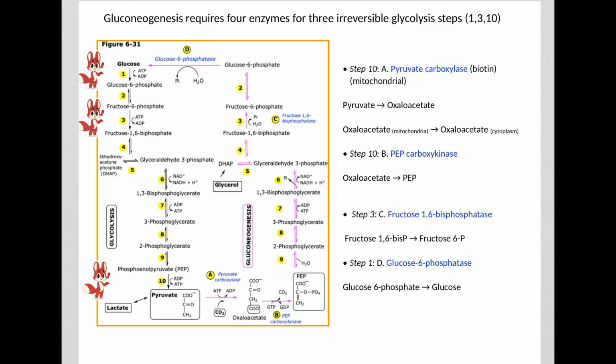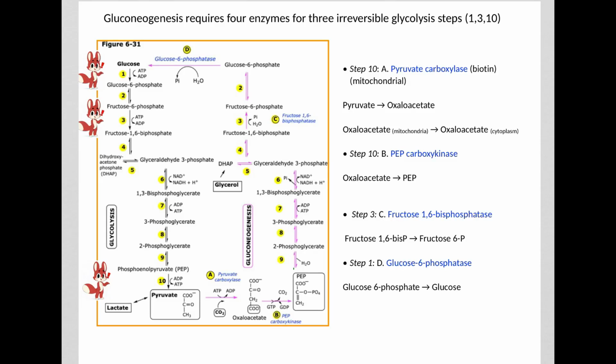So basically, gluconeogenesis can begin with pyruvate. The pyruvate is converted into oxaloacetate by this enzyme pyruvate carboxylase, and you can see it requires energy here, ATP. This reaction happens in the mitochondria. So the oxaloacetate in the mitochondria has to be transported out into the cytoplasm. And once the oxaloacetate is in the cytoplasm, then the enzyme PEP carboxykinase, which requires GTP, will convert oxaloacetate into PEP, phosphoenol pyruvate.